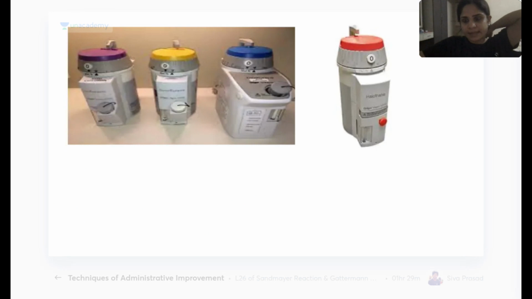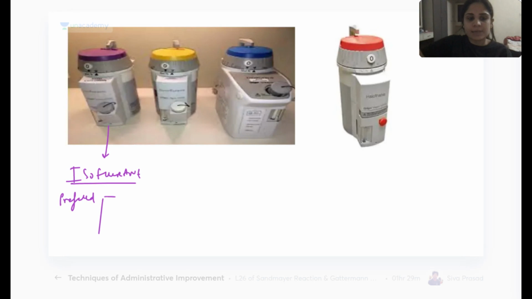Next, identify these vaporizers and what are the agents in them. So this purple colored vaporizer is, I just did all the vaporizers and the colors in the last class, so it is isoflurane. Isoflurane is preferred in 3 types of surgeries. One is liver surgery. Anything else other than liver surgery? Cardiac surgery, very good, and neurosurgery.